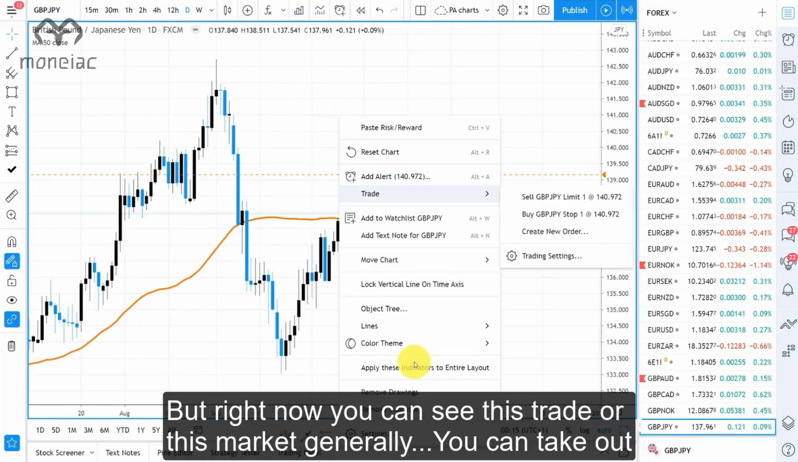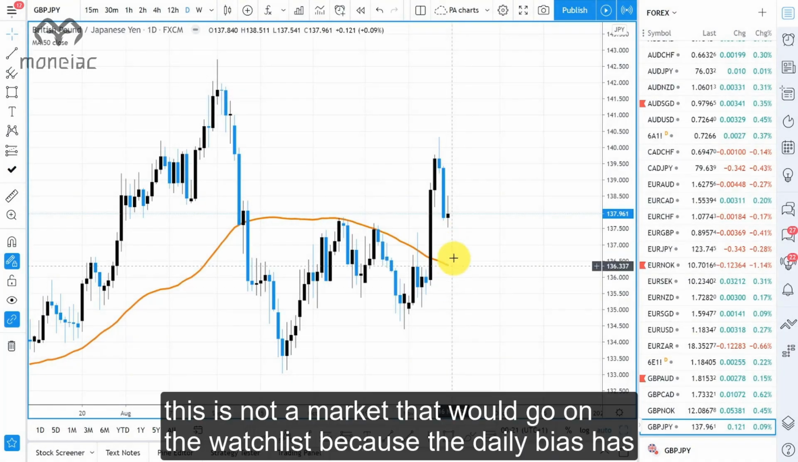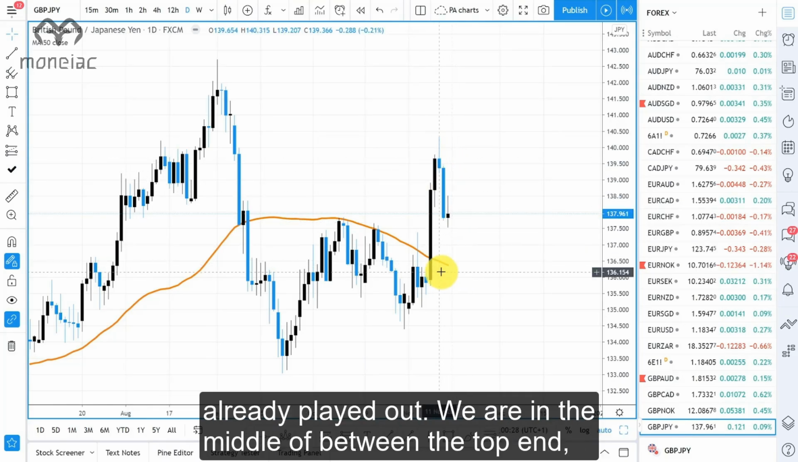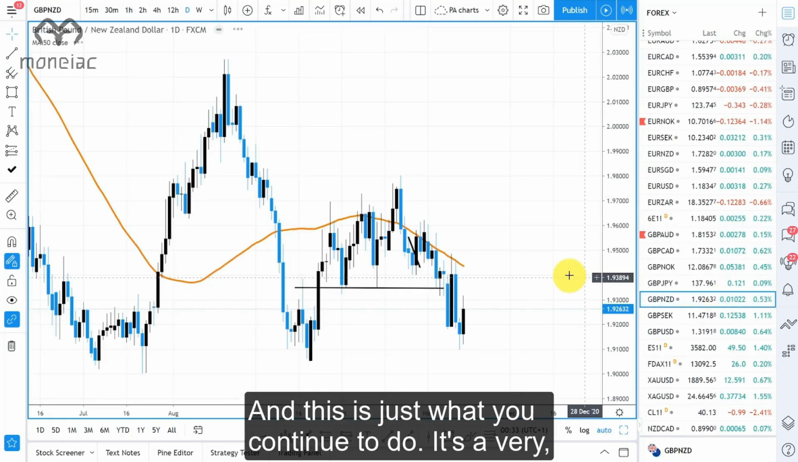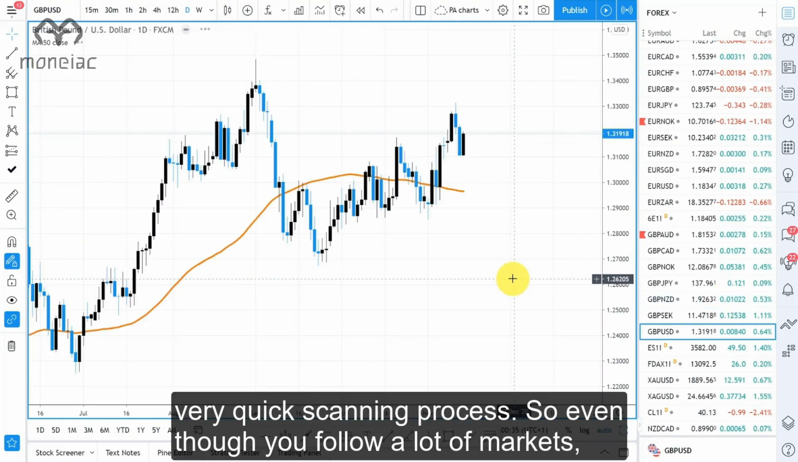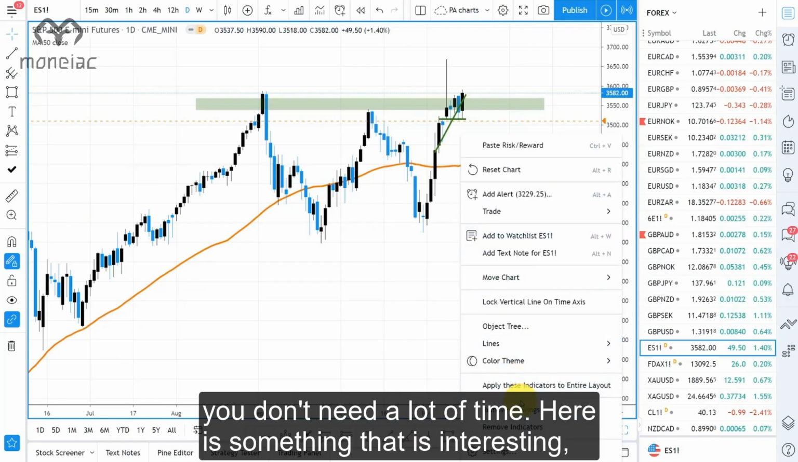But right now you can see this trade, or this market generally, you can take out the alert. This is not a market that would go on the watch list, because the daily bias has already played out. We are in the middle between the top and the moving average, so there's nothing here yet. And this is just what you continue to do. It's a very quick scanning process. So even though you follow a lot of markets, you don't need a lot of time.